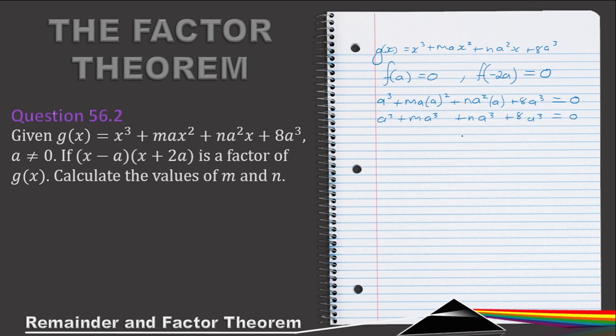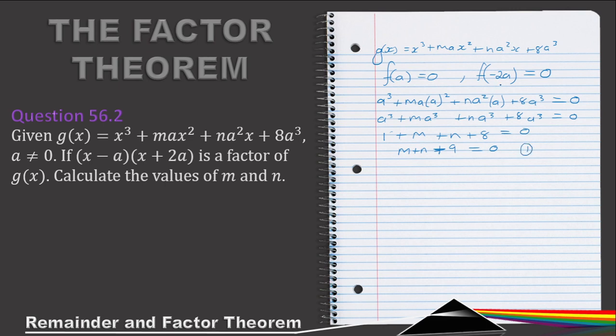Right, now one thing they said is a is not 0, which means we can see all these terms contain a to the power 3, and I can get rid of it by dividing everything by a to the power 3. So 1 plus m plus n plus 8 equals 0. I can add the like terms. m plus n plus 9 is equal to 0. Right, and then this is the first equation that we have.